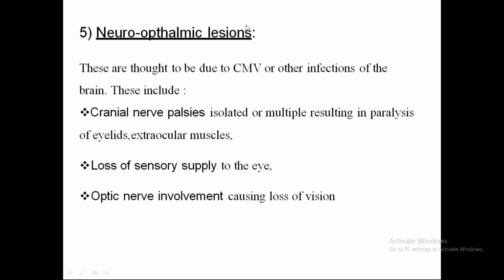I told you some neuro-ophthalmic lesions also will be there. These are thought to be due to cytomegalovirus or other infections of the brain. There will be cranial nerve palsies which can be isolated or multiple, resulting in paralysis of the eyelids and extraocular muscles, loss of sensory supply to the eye, and optic nerve involvement causing loss of vision. So patients with HIV might have loss of vision because of retinitis, optic nerve involvement, toxoplasmosis, or CMV retinitis involving the central macula. These are the main causes, and even sometimes with anterior uveitis, the patient will have decreased vision.